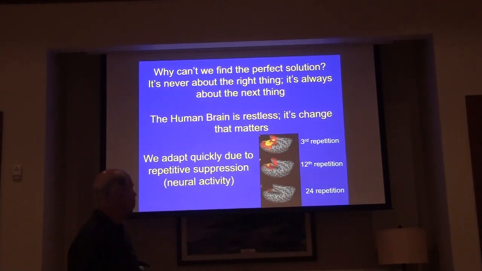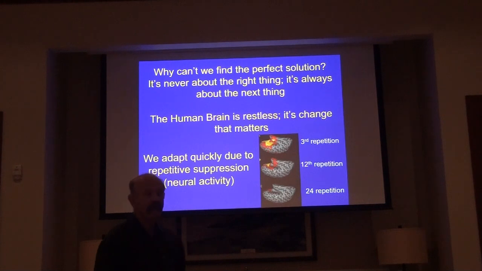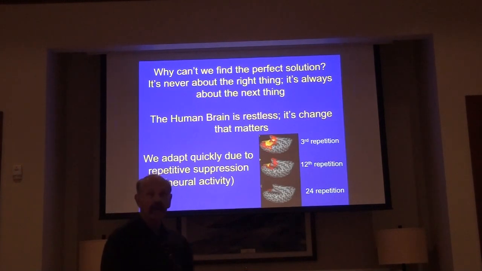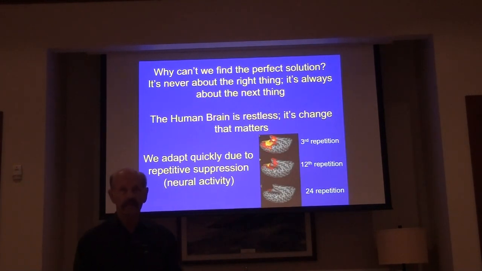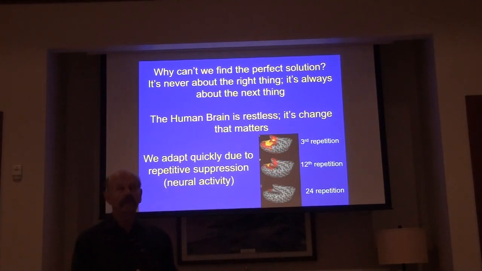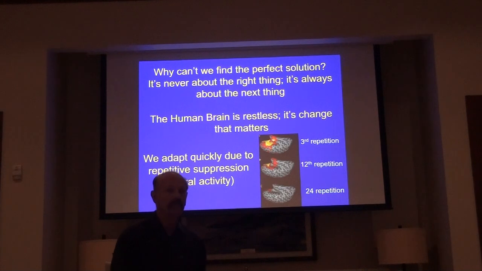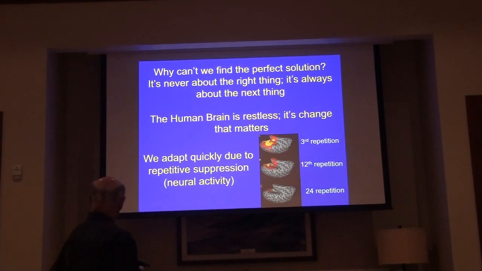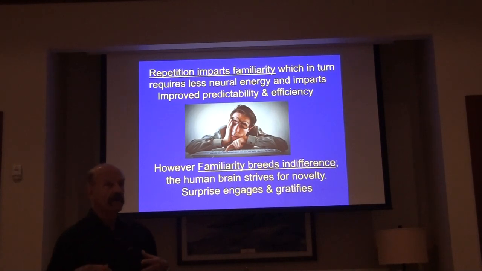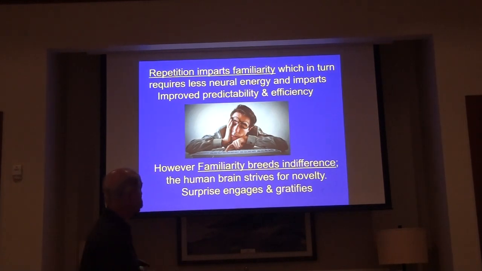As shown on the bottom right-hand side of the slide, after the third repetition you can see the neural activity in the brain. However, after the 12th repetition it's decreasing considerably, and by the 24th repetition we have pretty much lost that neural stimulation, which we're always looking for. So what is happening is that repetition imparts familiarity, and that's very valuable for predictability and for efficiency.